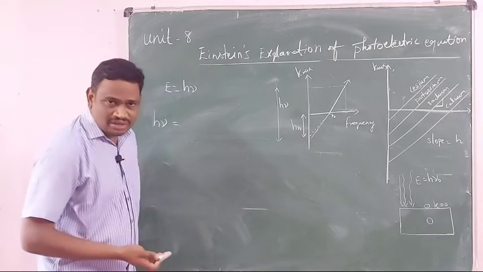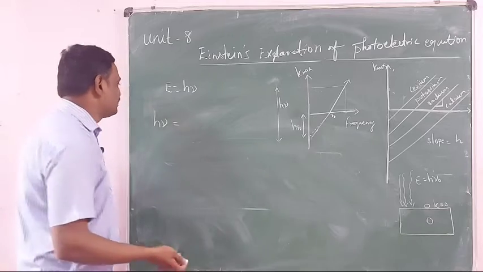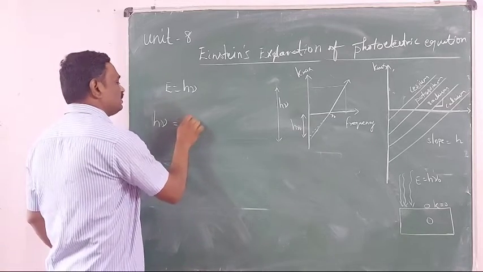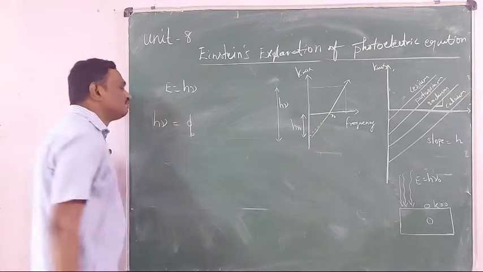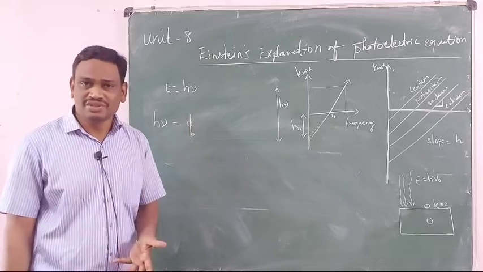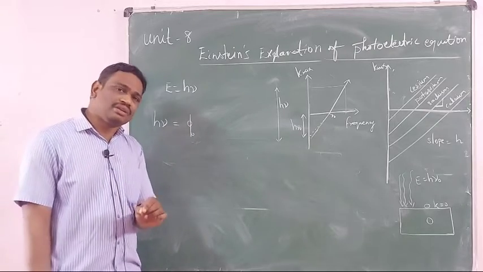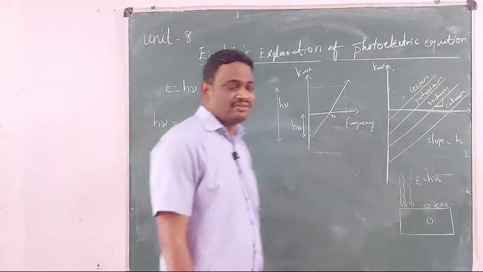So, in order to remove the electron from the metal surface, we need a minimum energy. That minimum energy is called the work function of the metal. Here we are going to use the symbol phi or phi naught. Here phi is nothing but the work function, the minimum energy required to liberate an electron from the metal surface, or to remove the electron from the metal surface.